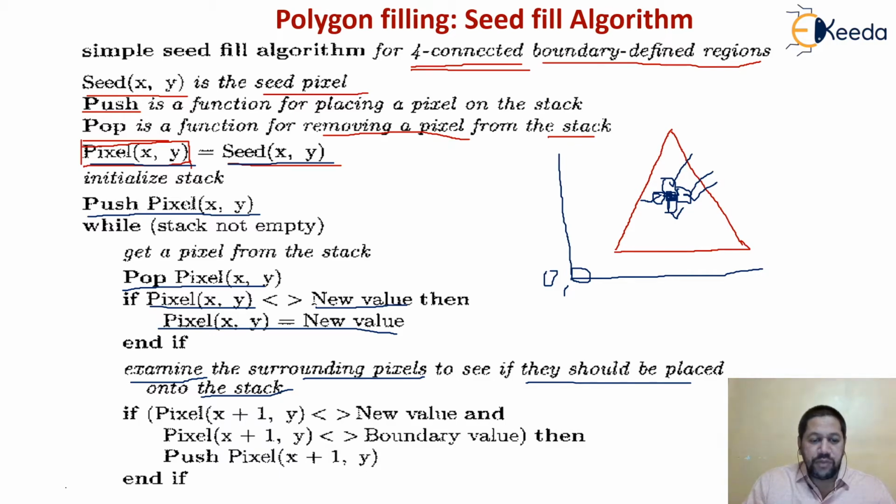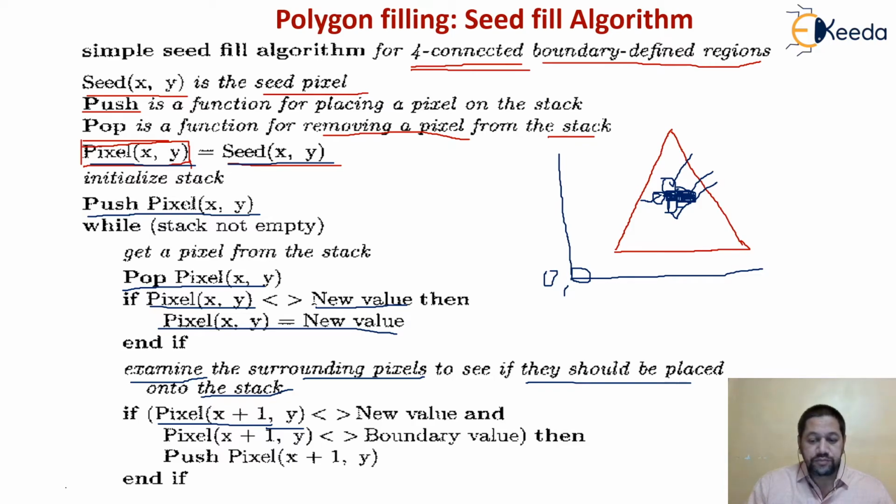I will take my first neighbor pixel. What is my first neighbor pixel? Pixel x plus 1 comma y. I will check whether it is set to the new value or polygon color, no, and whether it is set to the boundary color, no. The boundary color is my brown color, and it is not the boundary color. So I'm going to push this pixel onto the stack. When I pop this pixel, obviously it will be filled with the color, because it is not set to the fill color and not set to the boundary color. Similarly I'm going to consider all these 4 pixels.